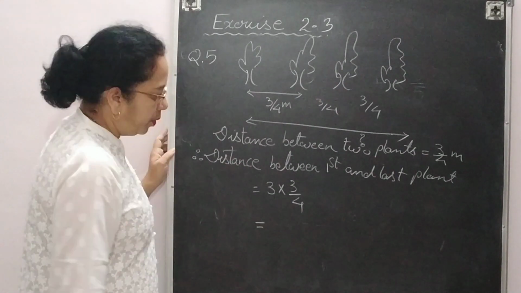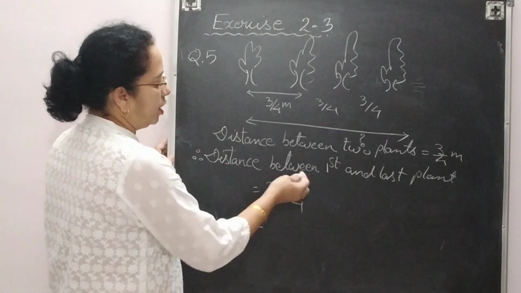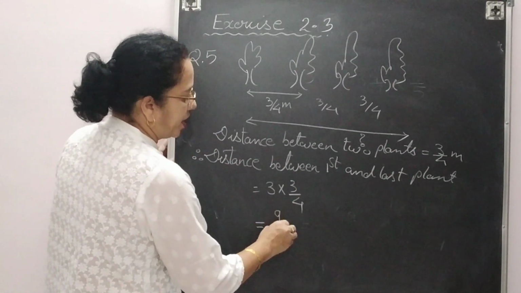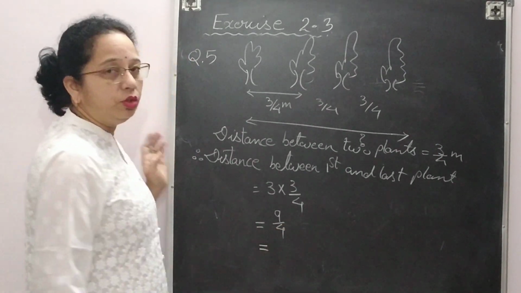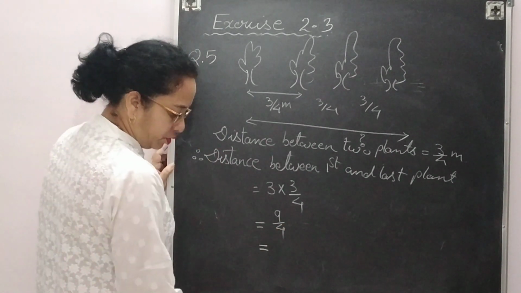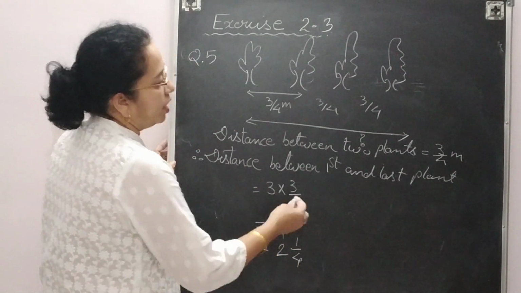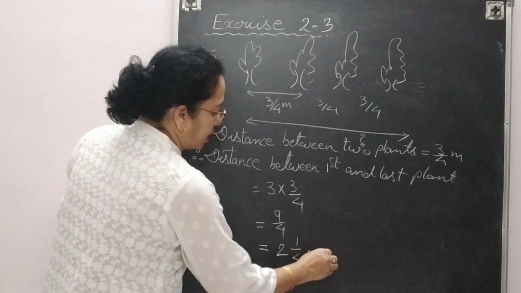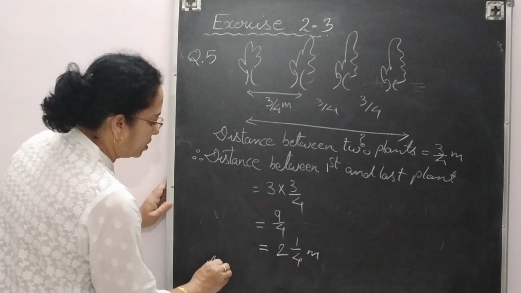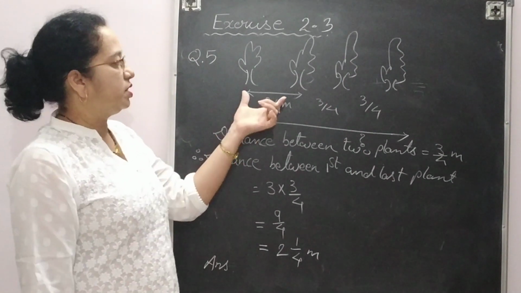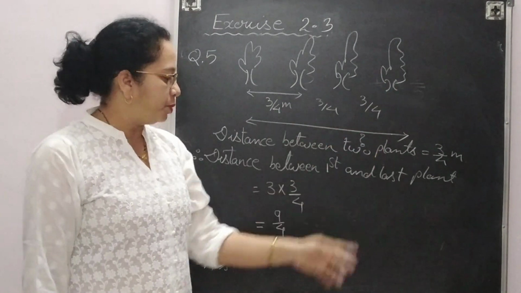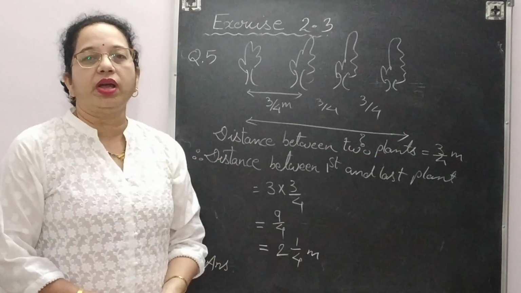You cannot cut the number, so multiply numerator with numerator, 9 upon 4. Since numerator is greater, convert into mixed fraction. So 2 and 1 by 4. Again unit is given, so writing unit is compulsory, and then we write answer in full sentence. So the distance between first and the last plant is 2 and 1 by 4 meter.